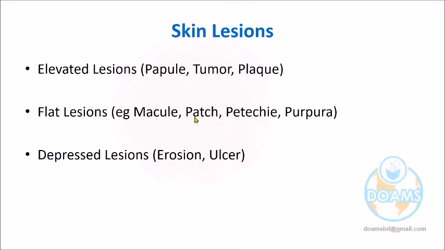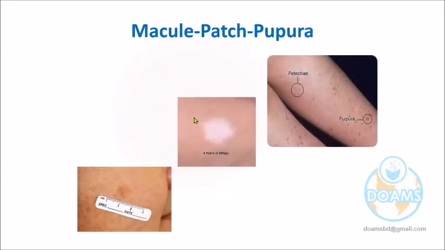So now we would like to see the different appearances of the flat skin lesions. So you see macule, patch and plaque. Macule, patch and plaque. There are different appearances of the skin lesions, but one thing is common. This is a flat lesion.